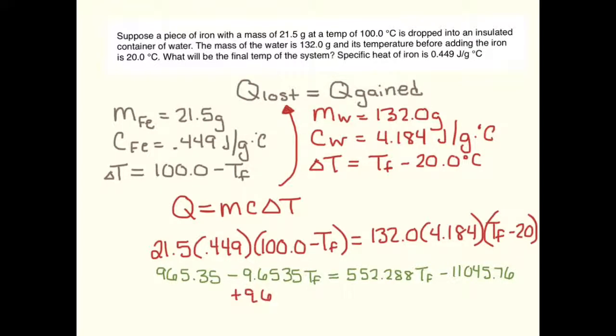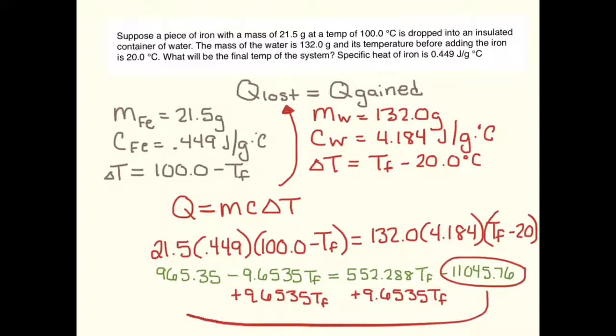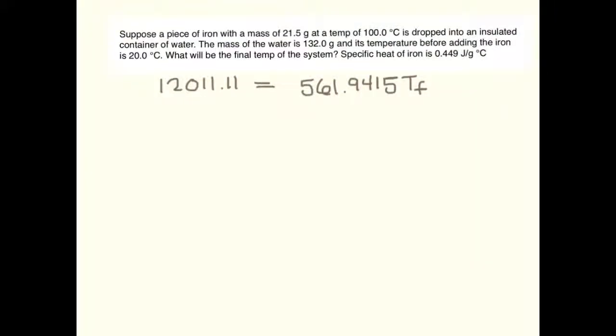So we're going to go ahead and add the 9.6535 temperature final to both sides. And then we'll add the 11,045.76 to both sides. Doing some calculator work, we get 12,011.11 equals 561.9415 temperature final.